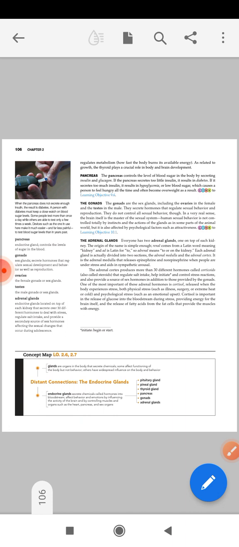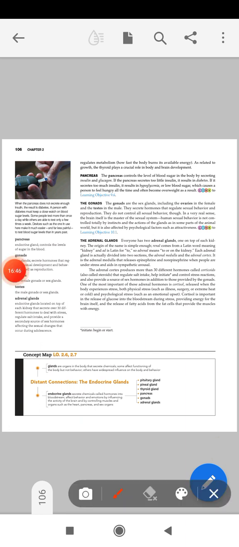Human sexual behavior is not controlled totally by instincts and the actions of the glands, as in some parts of the animal world, but it is also affected by psychological factors such as attractiveness, which further gives rise to love, a betrayal.